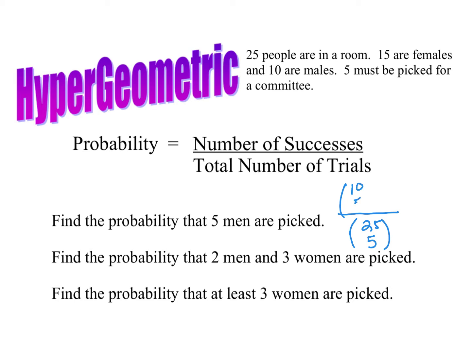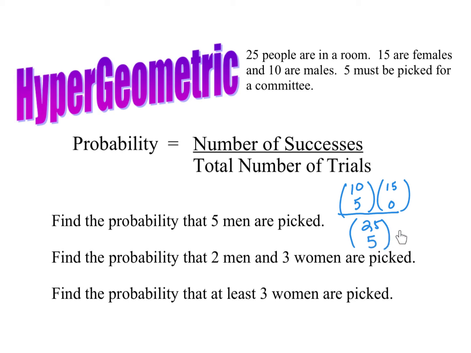How many ways are there to get 5 of them? And we had 15 women. How many ways are there to get none of them? And just as a kind of nice check, notice these two numbers have to add up to be the total group size. And these two numbers, the number picked, have to add up to the total number picked.